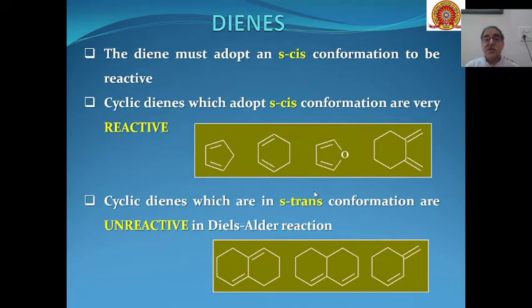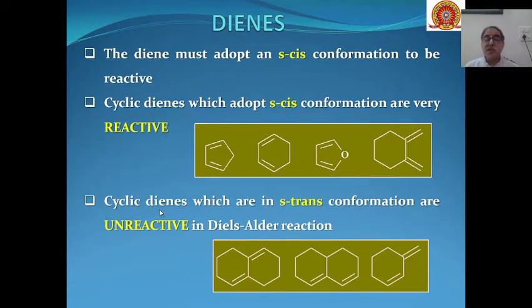Similarly, in case of dienes, they must adopt cis conformation as I have told you. Then cyclic dienes which adopt S-cis conformation are very reactive. For example, cyclopentadiene, cyclohexadiene, furan. Then this type of cyclic diene is also very reactive because it has an S-cis conformation.